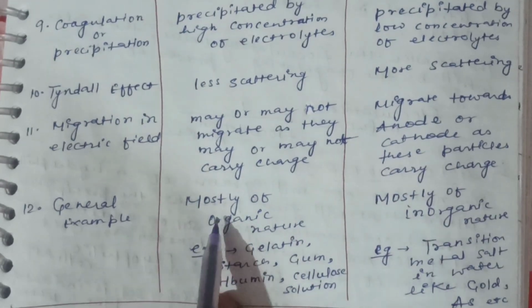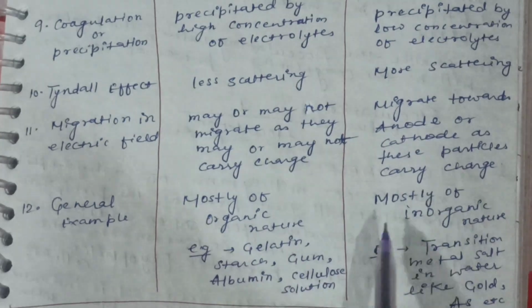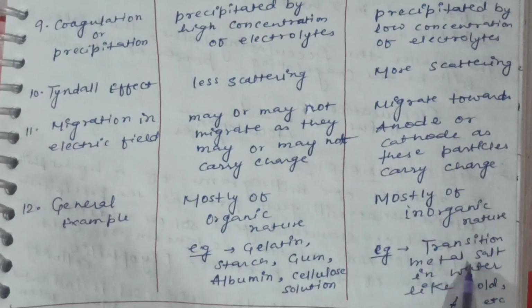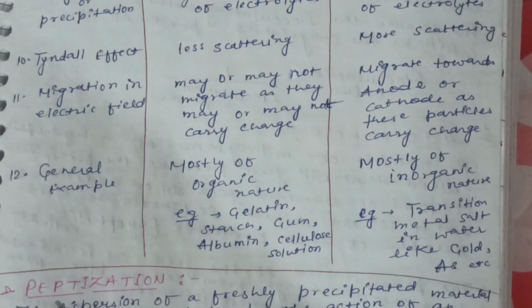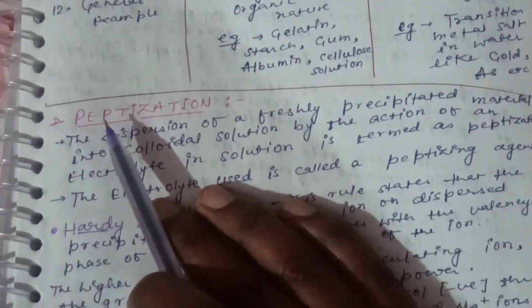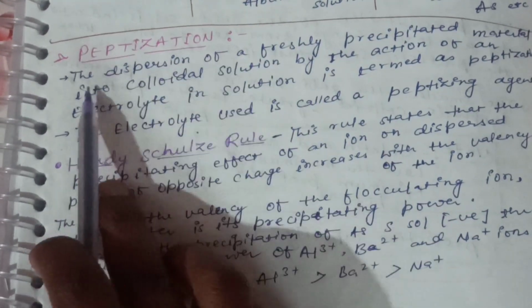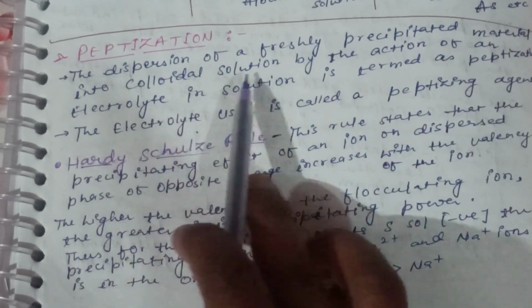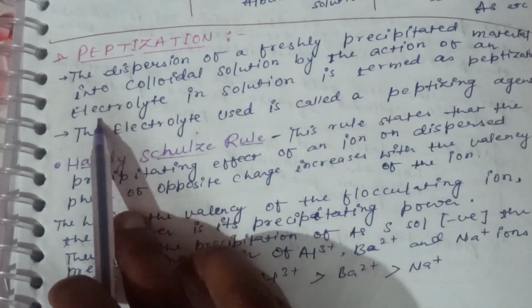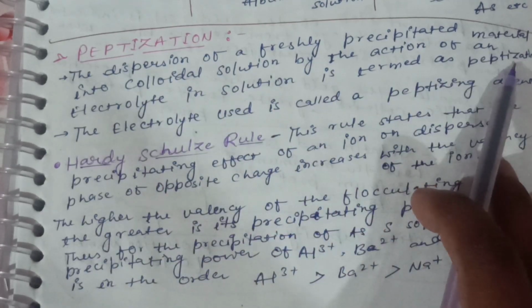General examples: lyophilic sols are mostly of organic nature, such as gelatin, starch, gum. Lyophobic sols are mostly of inorganic nature, such as transition metal sols in water, like gold. Now, peptization: the dispersion of a freshly precipitated material into a colloidal solution by the action of an electrolyte. Action of an electrolyte in solution is termed peptization.